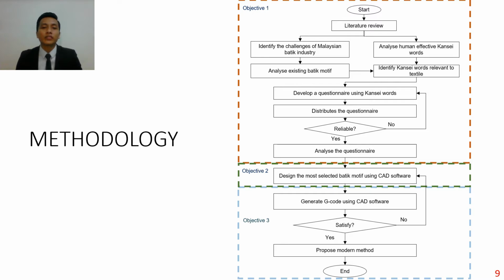If the questionnaire is reliable, the questionnaire is then analyzed with factor analysis by using SPSS statistics software. From the factor analysis, the most effective batik motif is now identified. The most selected batik motif is then designed by using CAD software. Next, G-code is generated by using CAD software from the batik design. If the G-code is satisfactory, modern batik production technique is proposed.